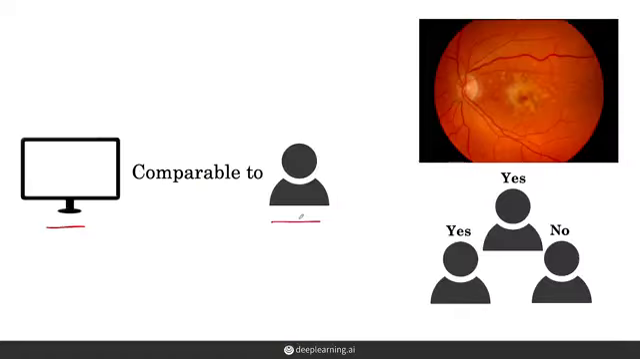Similar to the previous study, this study showed that the performance of the resulting algorithm was comparable to ophthalmologists. In the study, a majority vote of multiple ophthalmologists was used to set the reference standard or ground truth, which is a group of experts' best guess of a right answer. Later this week in the course, we'll look at how ground truth can be set in such medical AI studies.